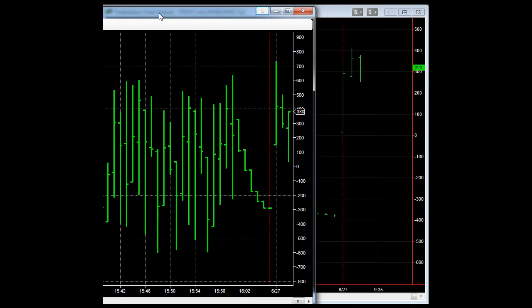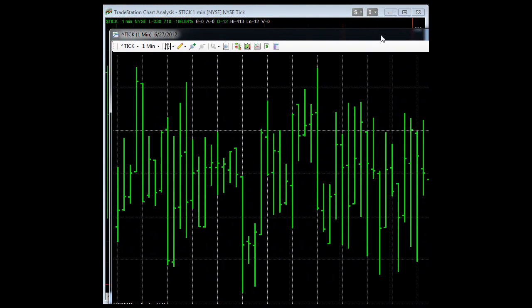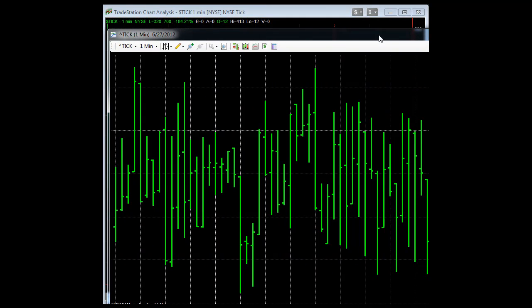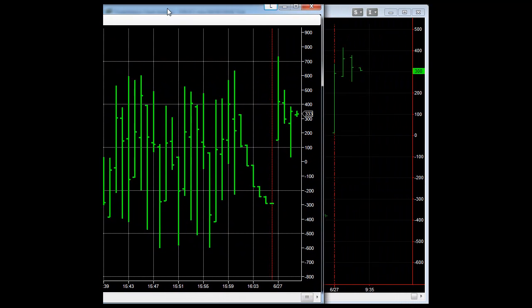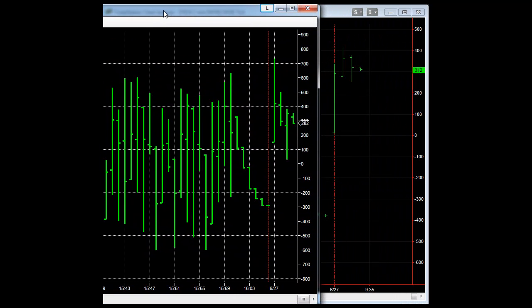Tick does not come from the exchange, the tick symbol. You can see here in Tradestation it's $tick. In Ninjatrader with Kinetick it's #tick, and they're both on 1 minute. And you can see the differences in the tick and that they're not from the exchange. Different data providers provide different calculations.